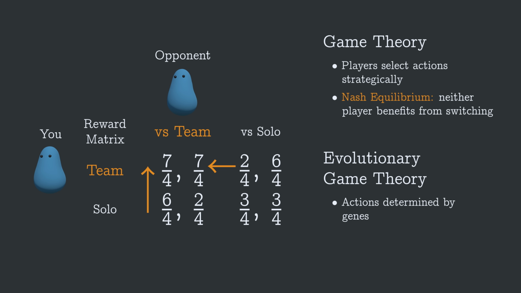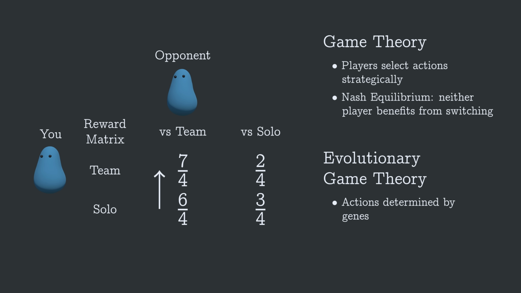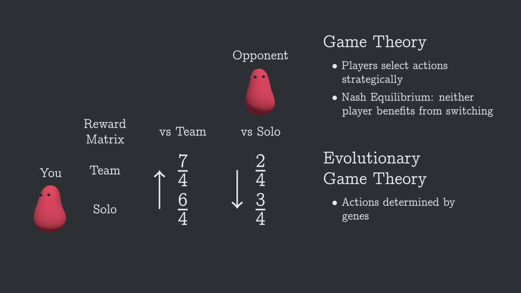So let's go back to just showing each reward one time. So what if your opponent is going to go solo? Well, you're better off also going solo even though you'll get in a fight. And again, the same is true from the opponent's perspective. So the case where both players fight is also a Nash equilibrium.